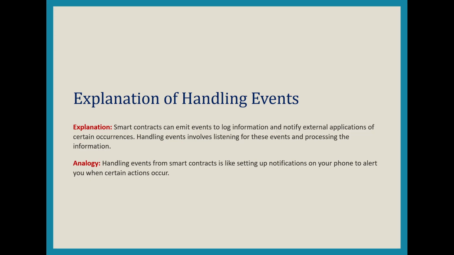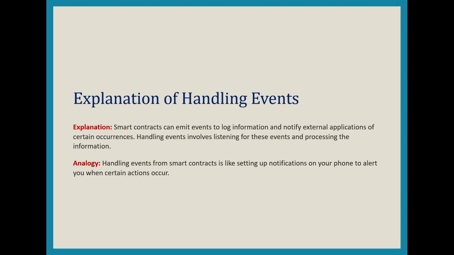So, this is the explanation, right? Smart contracts emit events to log information and notify external applications of certain occurrences. Handling events involves listening for these and processing the info. This is like setting up notifications on your phone to alert you when certain actions occur, right? You're watching a cricket match, you have notifications turned on. A wicket falls, you get a notification. This is how events are.